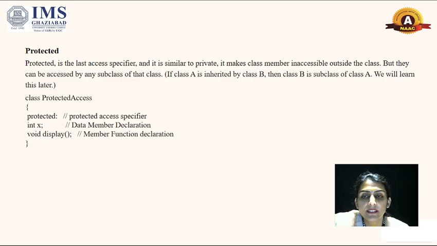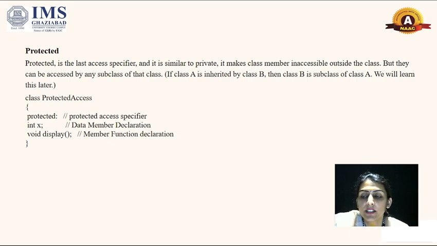Protected is the last access specifier and it is similar to private, but it makes the class member inaccessible outside the class. But they can be accessed by any subclass of that class. If class A is inherited by class B, then class B is a subclass of class A. This is the thing that we will study in inheritance.